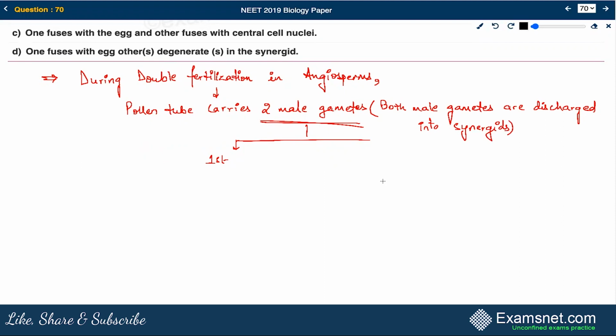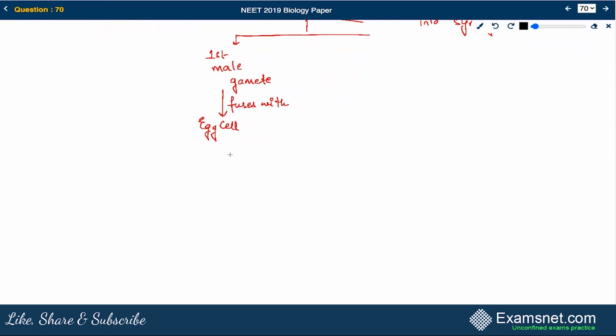Clear? Synergids of the embryo cell. Now, out of these two male gametes, the first male gamete fuses with the egg cell to form a diploid product which is called zygote.